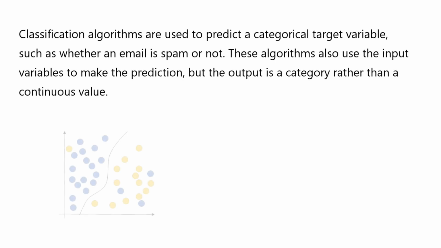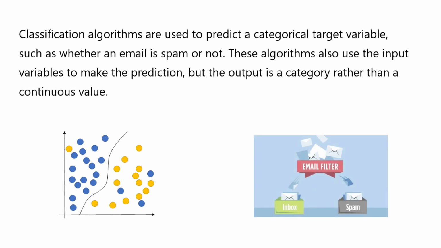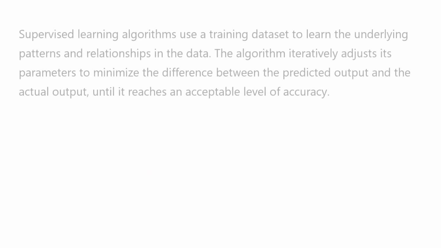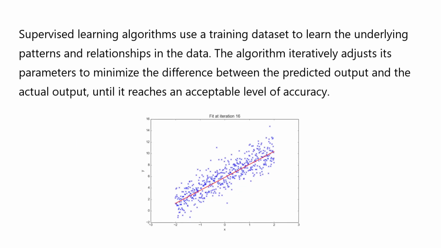Classification algorithms are used to predict a categorical target variable, such as whether an email is spam or not. These algorithms also use the input variables to make the prediction, but the output is a category rather than a continuous value. Supervised learning algorithms use a training dataset to learn the underlying patterns and relationships in the data.